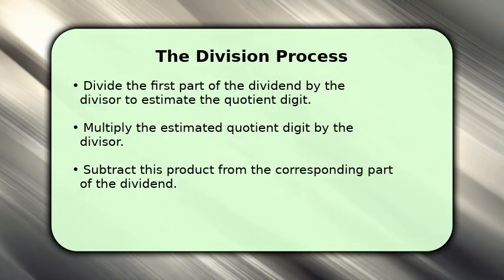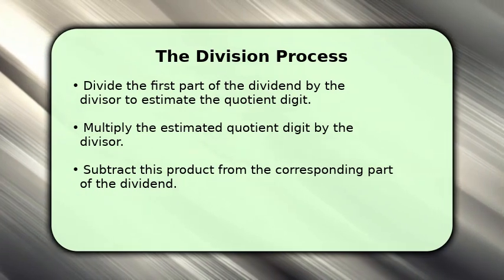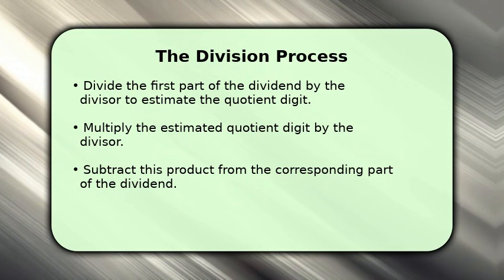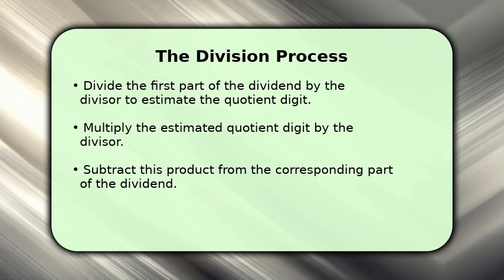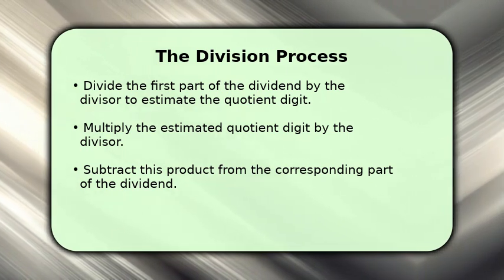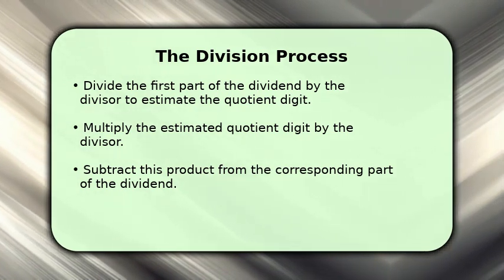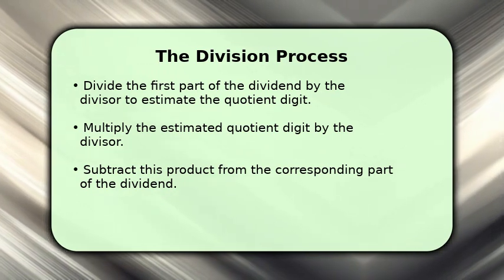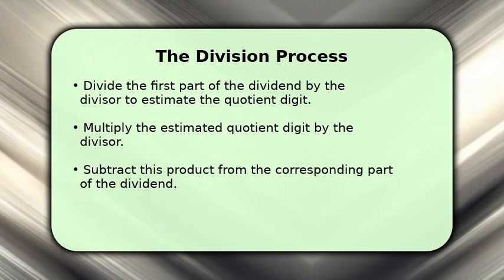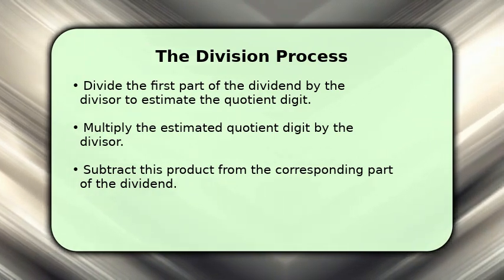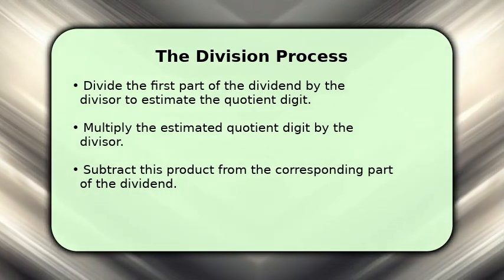Now, let's walk through the core process. First, divide the initial digits of your dividend by the divisor to estimate the first digit of your quotient. Next, multiply that estimated quotient digit by your divisor. Then, subtract this product from the part of the dividend you just used. Finally, bring down the next digit from the dividend to create a new number and repeat these 4 steps.